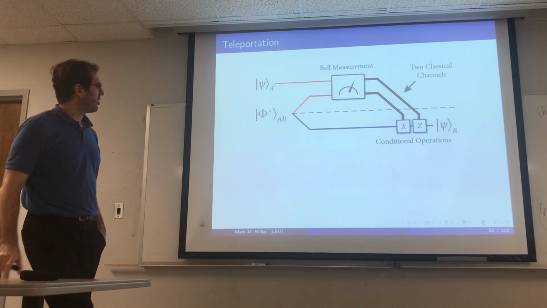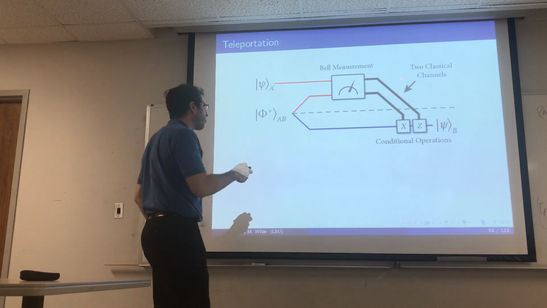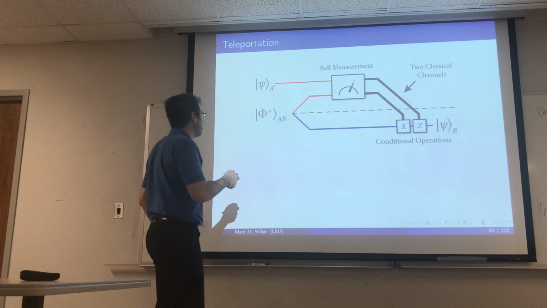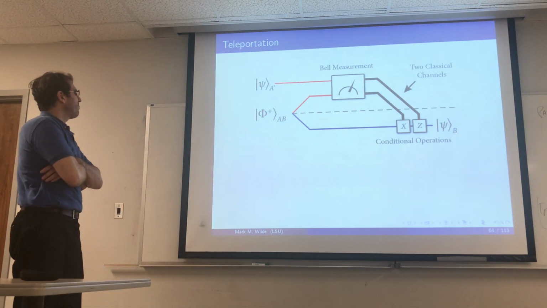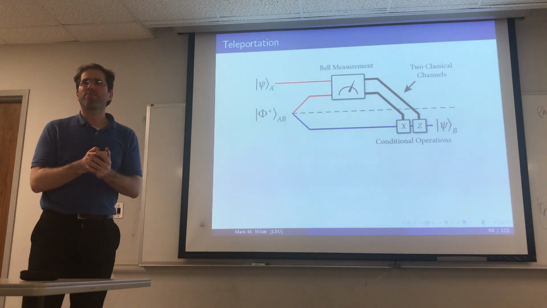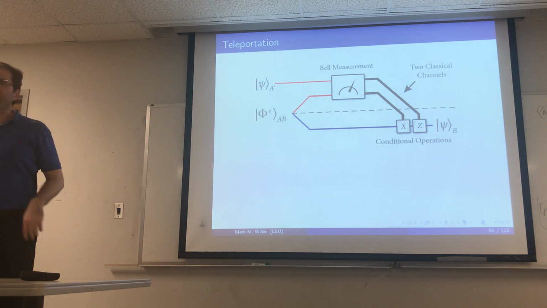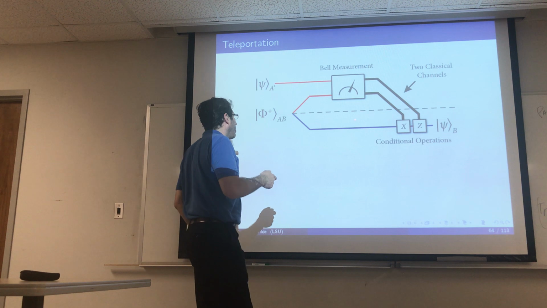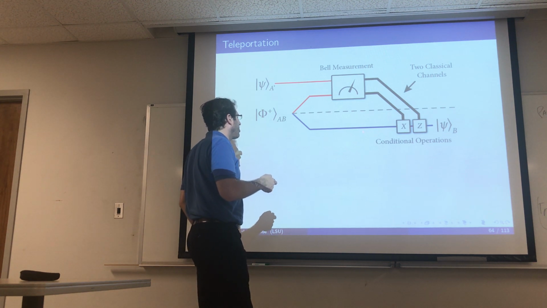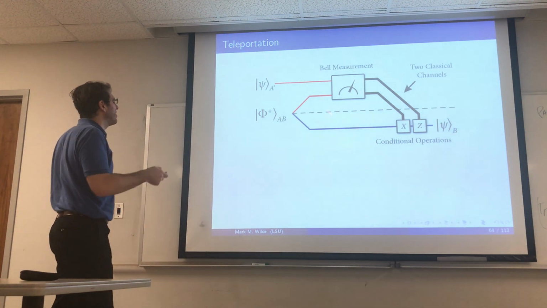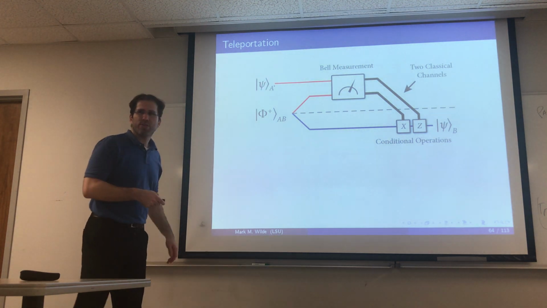There are other things to say that are interesting. Before these classical bits reach Bob, his local density operator is a maximally mixed state. It's a uniformly random maximally mixed state. Okay? And so before these bits reach Bob, his state, when you average over these measurement outcomes that are not accessible to him, has nothing to do with the psi. Right?